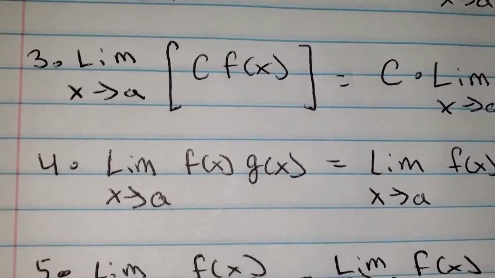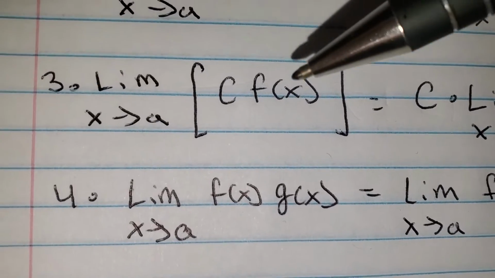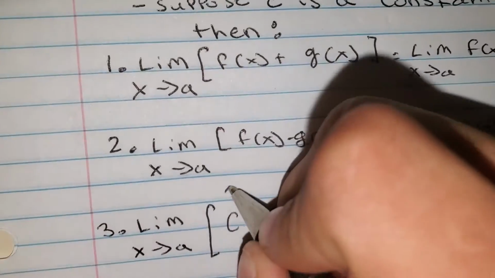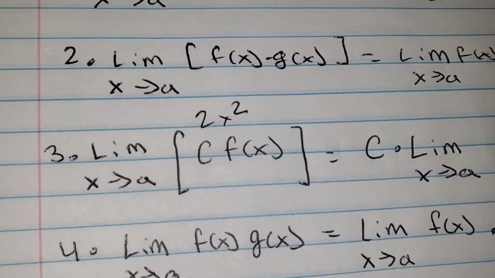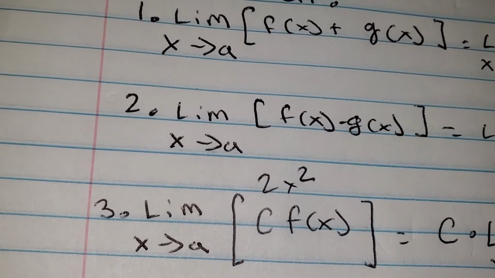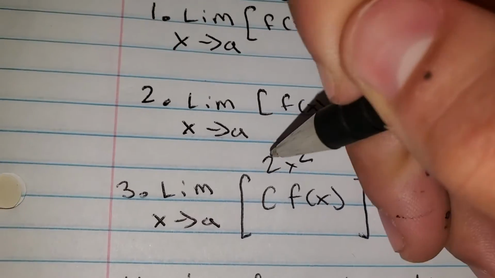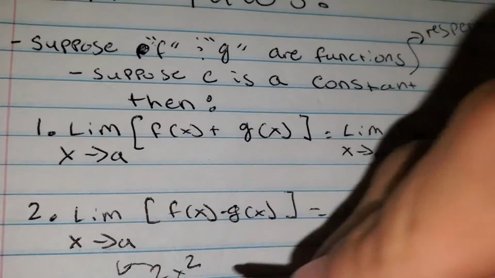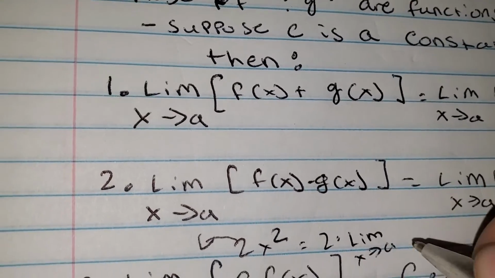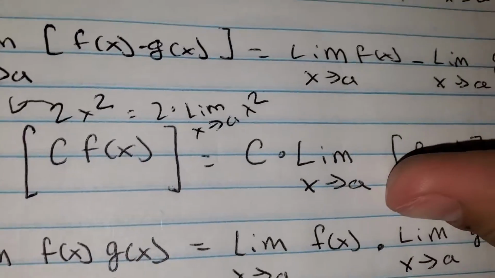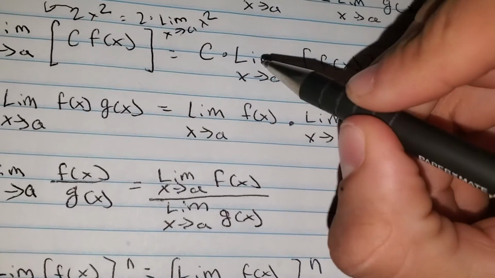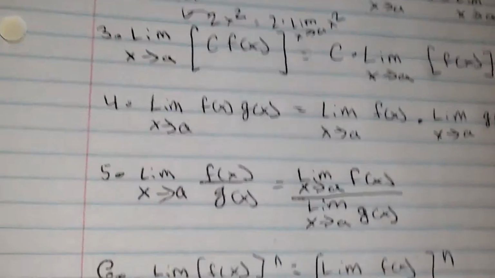Now, what if there's a constant inside of our limits? Say we have the limit as x approaches a of something like 2x squared. We could take the constant outside the limit. This 2 would go outside, so it'd be 2 times the limit as x approaches a of our x squared function, if that makes sense. So we are allowed to pull out any constants.